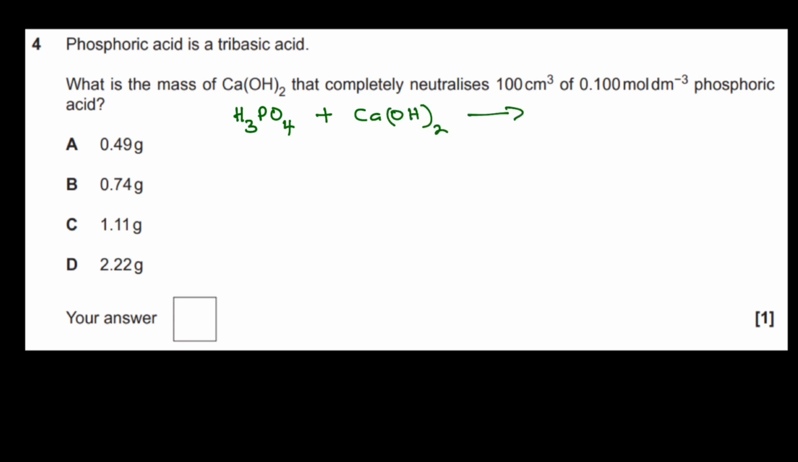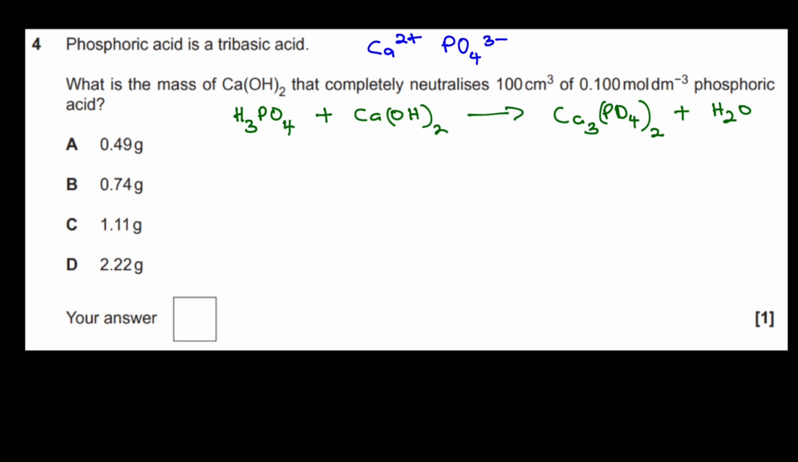But we know that phosphate is PO4 3−, and calcium is in group 2, so it's going to have 2+. To form a compound, 2 will go there, the 3 will go there. So the new compound that we're forming will be calcium phosphate, Ca3(PO4)2, plus water.